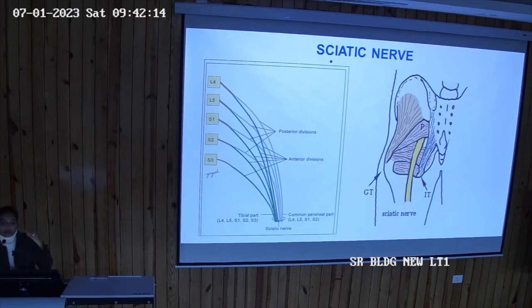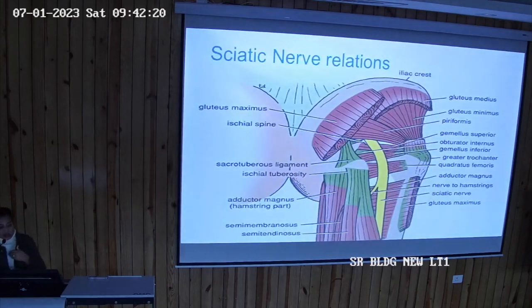Now it will take course from the pelvic, then the gluteal region, then in the thigh. So in the pelvis, what is the relation of this nerve? It lies below piriformis muscle. Are you able to see piriformis muscle here in the diagram? So in the pelvis, it lies below the fascia of the piriformis muscle. It enters in the gluteal region by passing through greater sciatic foramina. Then in the gluteal region, it lies under cover of gluteus maximus.